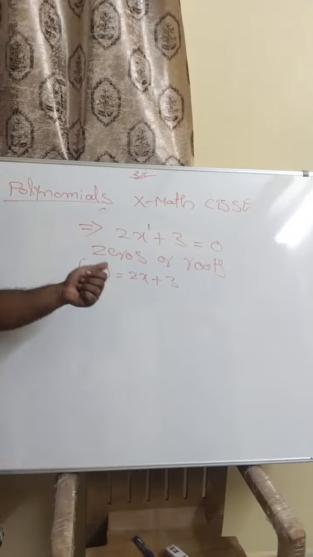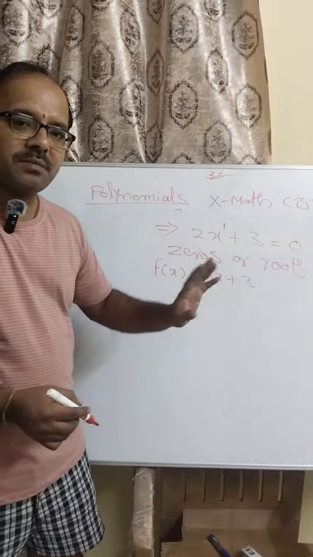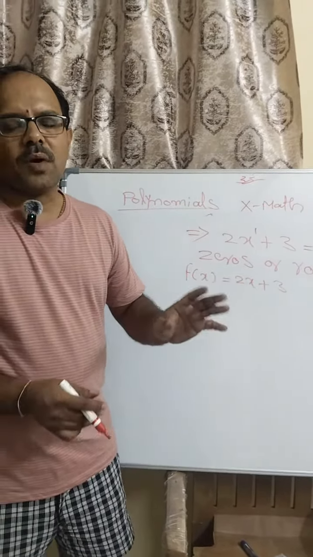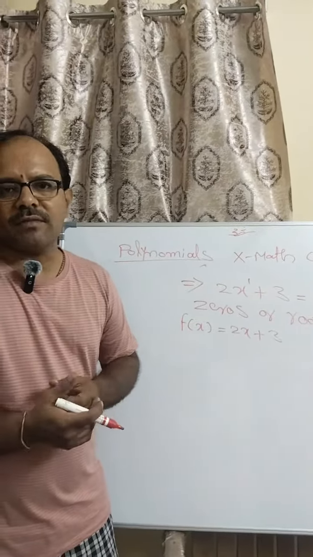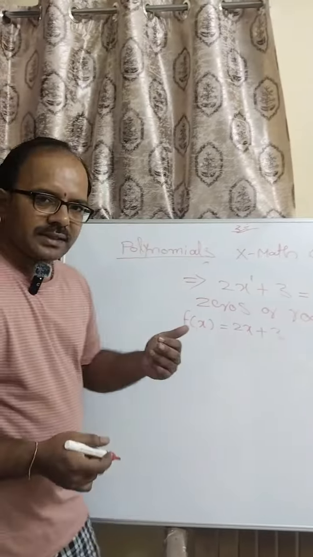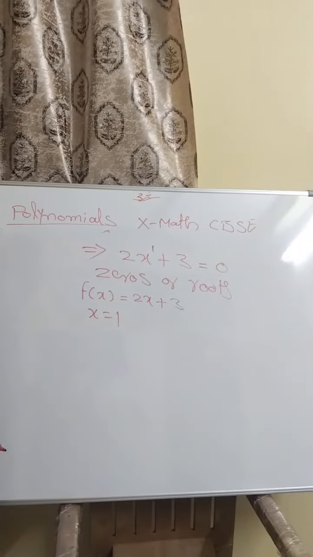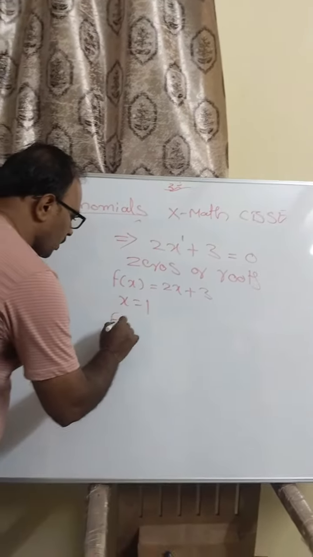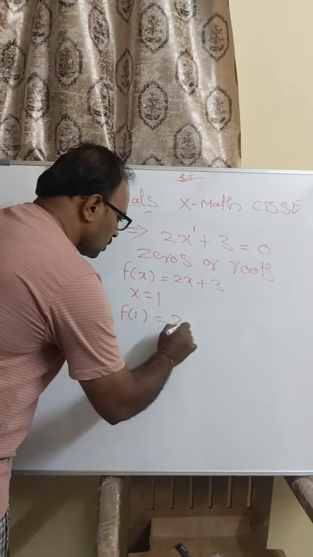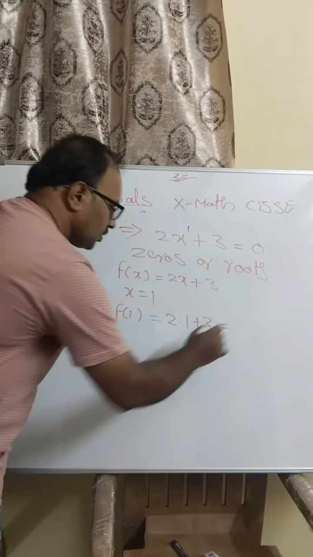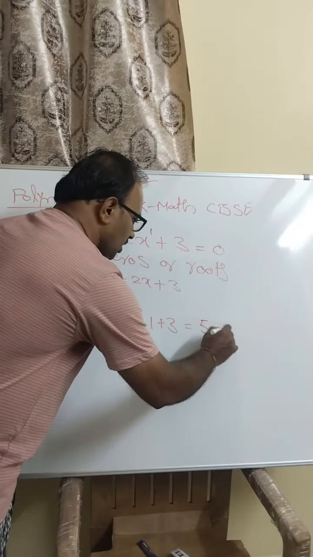This is the point to be remembered. Where does the polynomial become 0? At what value of the variable? Let us say if I take x equal to 1, what will happen? This will become f of 1. Will it become 0? It is 2 into 1 plus 3, that is 2 plus 3, which is 5, not equal to 0.